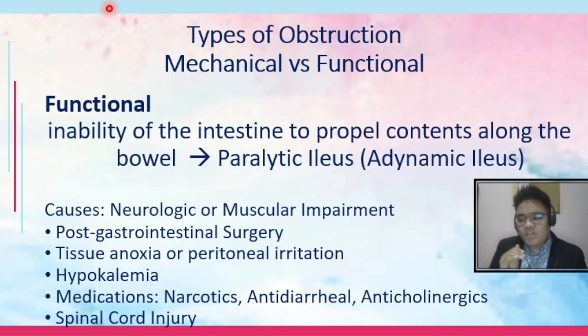So, if there is damage on the spinal cord, a compression on the spinal cord because of injury, because of fracture, there will be no innervation going towards your small intestine. Hence, you will have a problem of functional obstruction. So usually when I talk about neurologic muscular problems, it's functional obstruction.